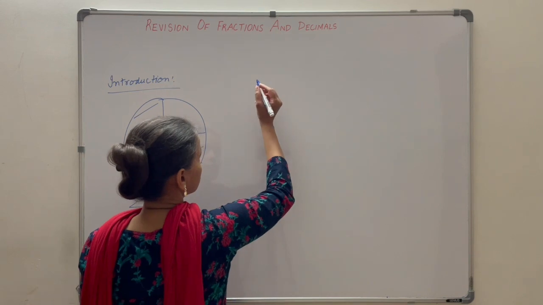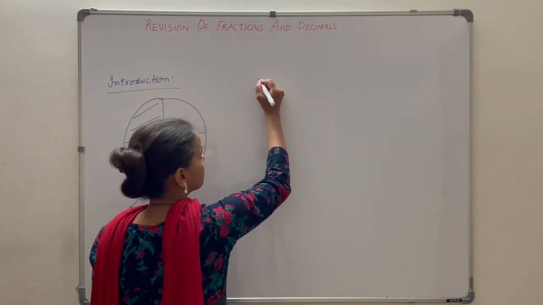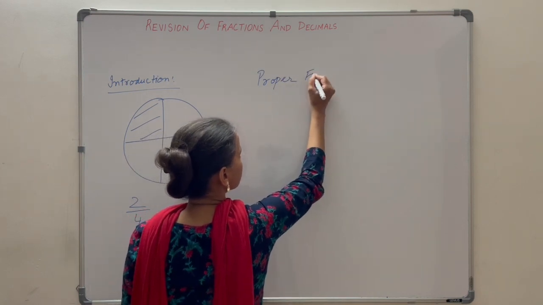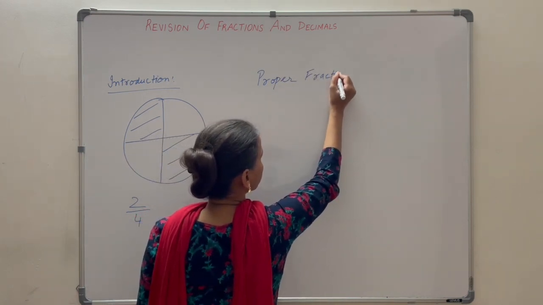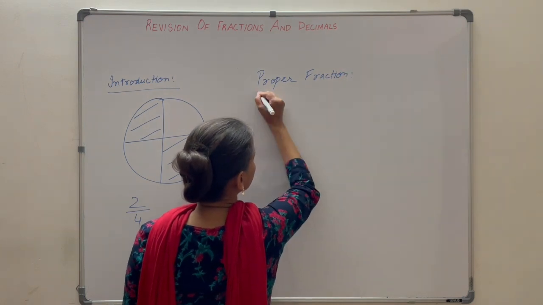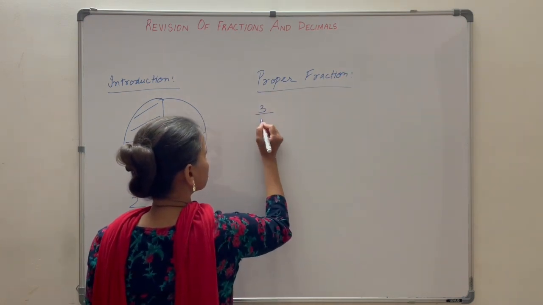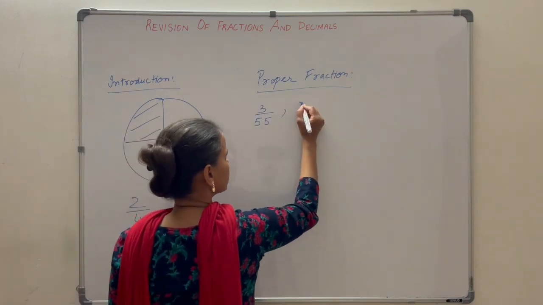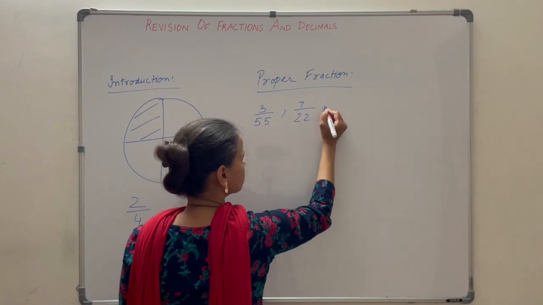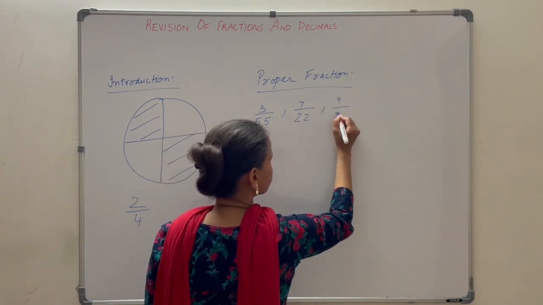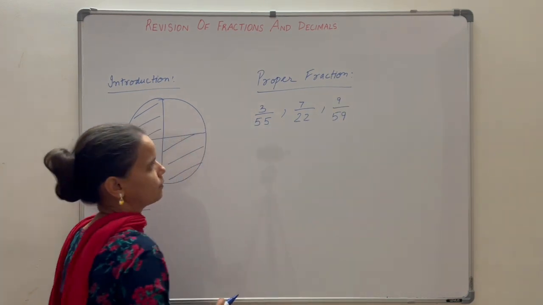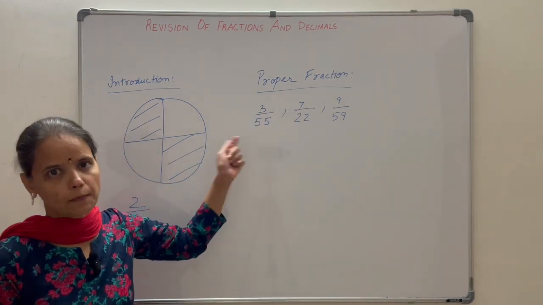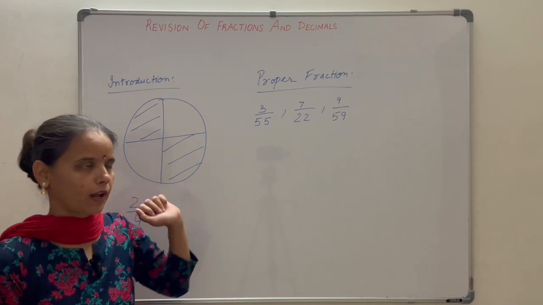Let us now discuss types of fractions. The first one is proper fractions. What is a proper fraction? In a proper fraction, the numerator is smaller than the denominator. For example, 3 by 5, 7 by 22, 9 by 59, and so on. So here the numerator is smaller than the denominator. Such types of fractions are called proper fractions.